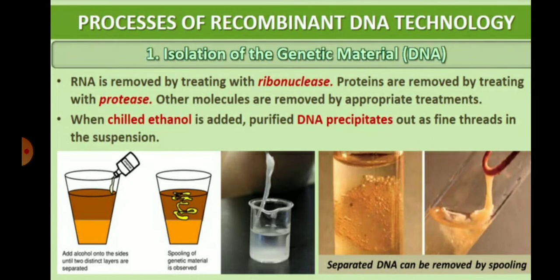So children, in the isolation of the genetic material, RNA is also removed by treating with ribonuclease, and the proteins are removed by treating with protease enzyme. The other molecules are removed by appropriate treatments. When chilled ethanol is added, the purified DNA precipitates out as fine threads in the suspension.